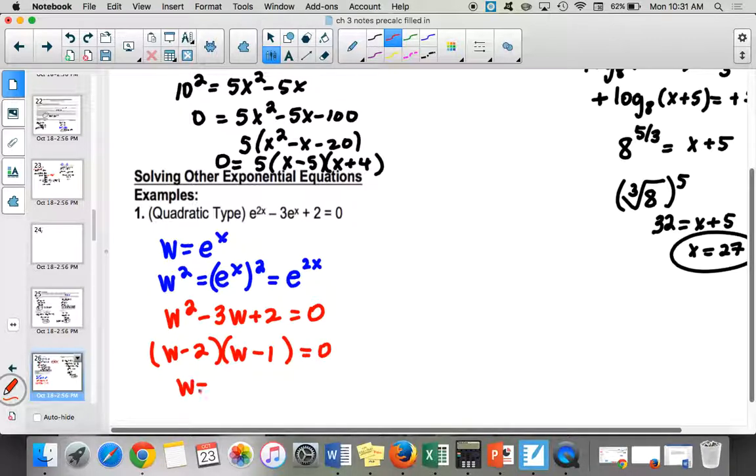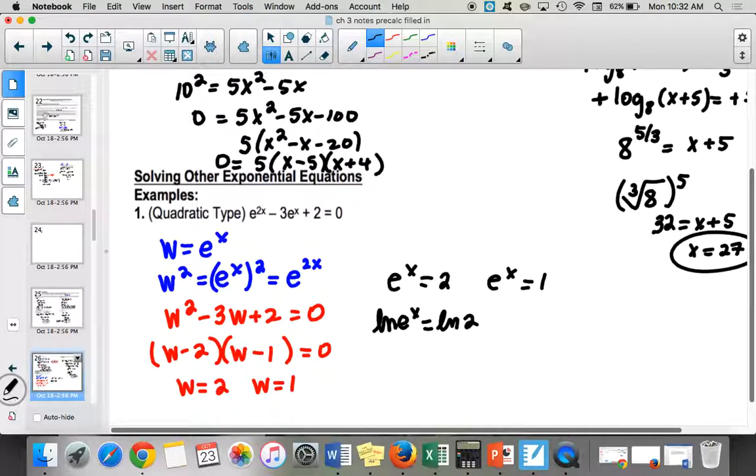So we get w equals 2 and w equals 1. But don't forget, we're not solving for w, we're solving for x. So e to the x is equal to 2 and e to the x is equal to 1. What do I do in order to solve for x? Natural log of both sides, right? So I do natural log of e to the x equals natural log of 2. So I get x equals natural log of 2.